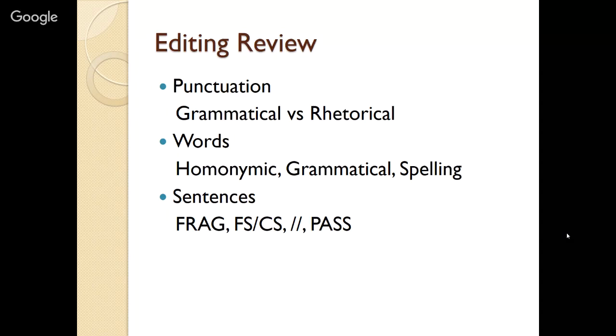And then finally, we talked about sentences, and the most common sentence problems or issues that people have are fragments, fused sentences, which includes comma splices, faulty parallelism, and passive voice. So a fragment is an incomplete sentence. A fused sentence or comma splice is when you have multiple sentences that have been combined improperly. Faulty parallelism is where the sentence structure shifts from clause to clause or sentence to sentence. And then passive voice is where you are focusing on the objects of the sentence as opposed to the subjects.